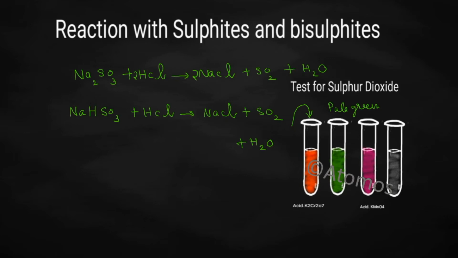One more test is there for sulfur dioxide gas. Pass it through acidified potassium permanganate solution. It has got a purple color. If you are passing sulfur dioxide gas through this, potassium permanganate solution will become colorless. You should remember that. If you know what will be the reaction of hydrochloric acid with sodium sulfite, easily you can predict the product of hydrochloric acid with sodium thiosulfate.